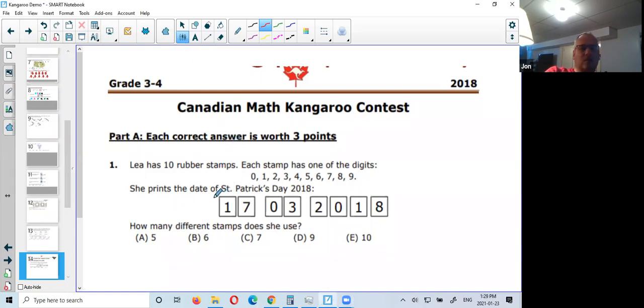All right, so there's one. There's another one. We can circle them, right? So we have 1, and then we have the 7, 2, and then 3, and then we use the 3. That's 4. Then we use the 2, which is 5. The 0 we use, the 1 we use. Then we use the 8. So the answer is B. There are definitely 6.